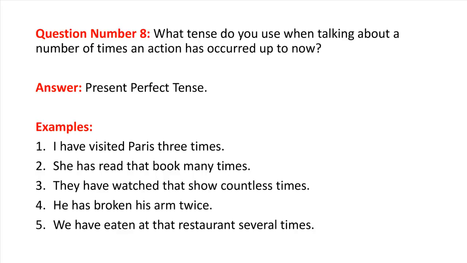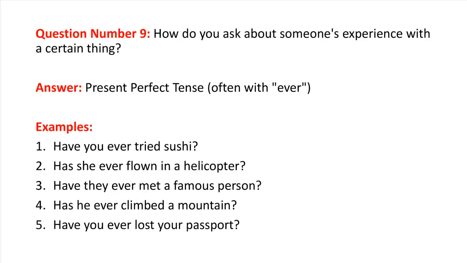Question number 8. What tense do you use when talking about a number of times an action has occurred up to now? Answer, present perfect tense. Examples. I have visited Paris 3 times. She has read that book many times. They have watched that show countless times. He has broken his arm twice. We have eaten at that restaurant several times.